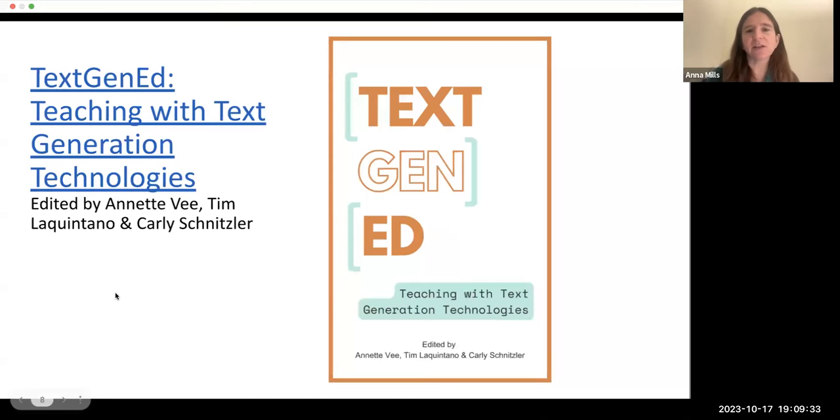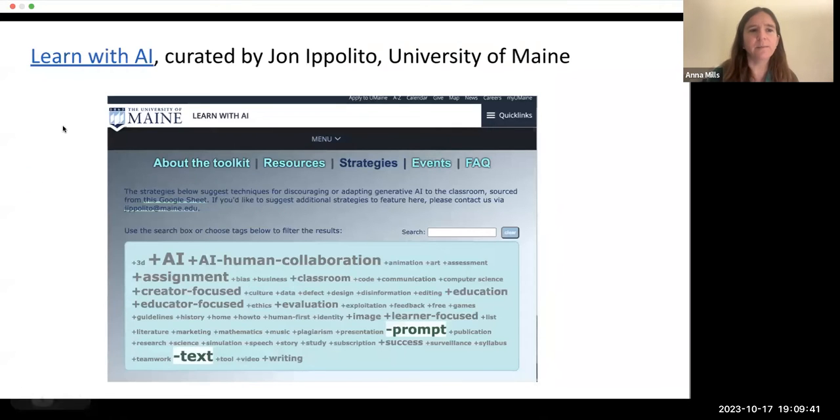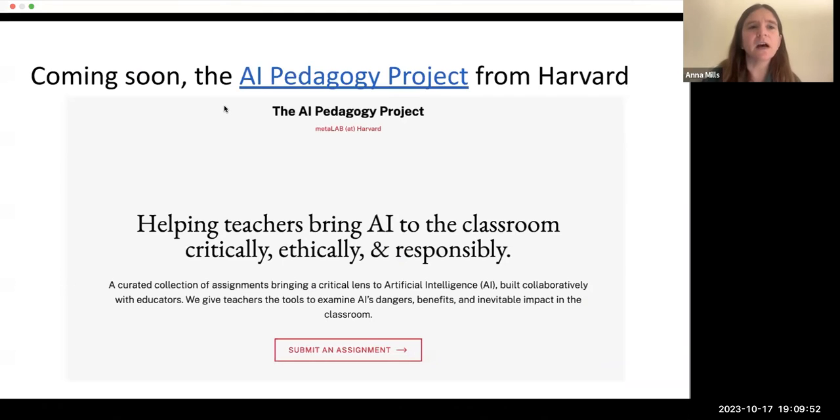Recently, we had Text Gen Ed, a peer-reviewed collection from the Writing Across the Curriculum Clearinghouse, come out. Learn with AI, curated by John Ippolito, University of Maine. And each of these has dozens of activity ideas. Very soon, the AI Pedagogy Project that I'm on an advisory group for is going to come out with another one. Thank you for putting those in the chat.